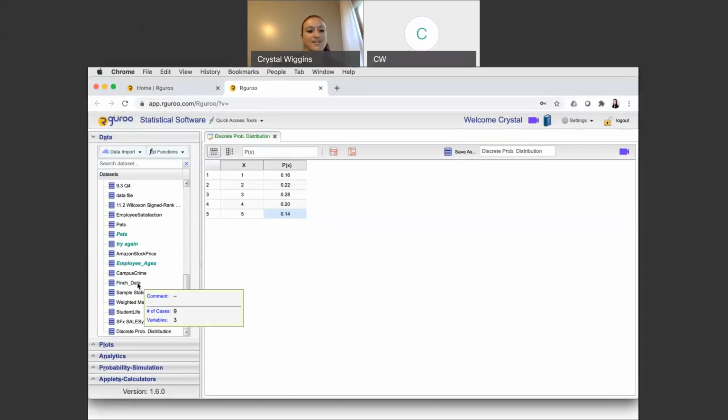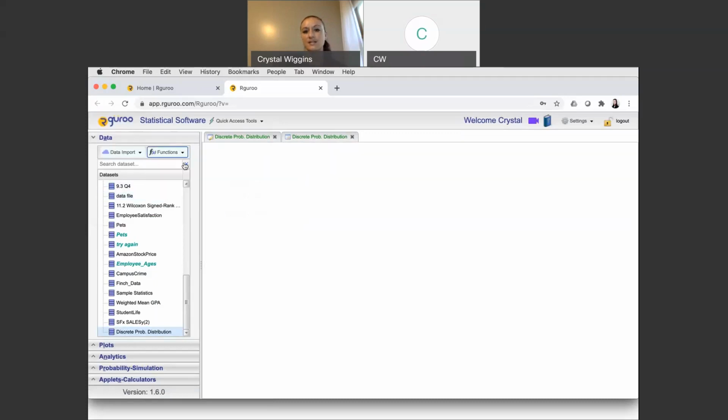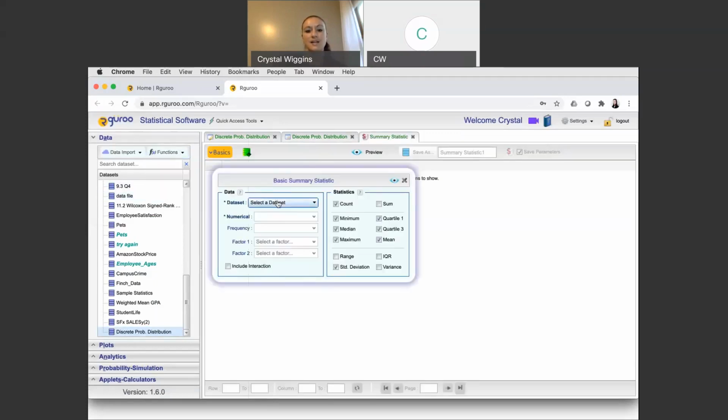So if I double click, as I've told you guys, every single time I work in our guru, I always double check that my x's and my p of x's properly imported, that my labels are up here, and my data values are in the white cells. So now I want to calculate the mean. What is the average personality score based off of these employees that were surveyed? So we come over here to functions under data. When I click summary statistics, I'm going to select this data set I just made.